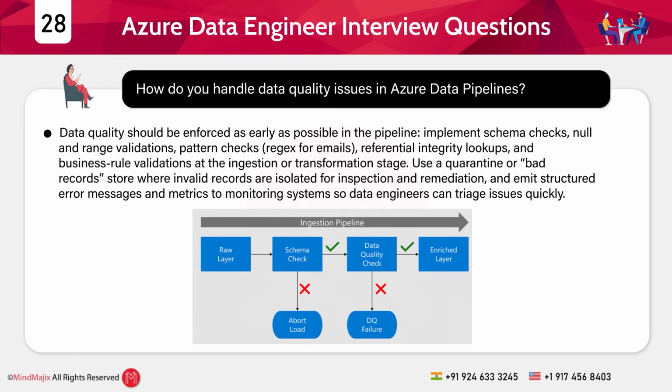Apart from that, you have to automate the data quality checks in Databricks or ADF data flows and consider adopting the existing frameworks to codify the expectations and produce the human readable reports. Last but not the least, you can also create the SLAs for data freshness and quality and automated alerts for threshold breaches and a feedback loop so that the producers can fix the upstream issues.